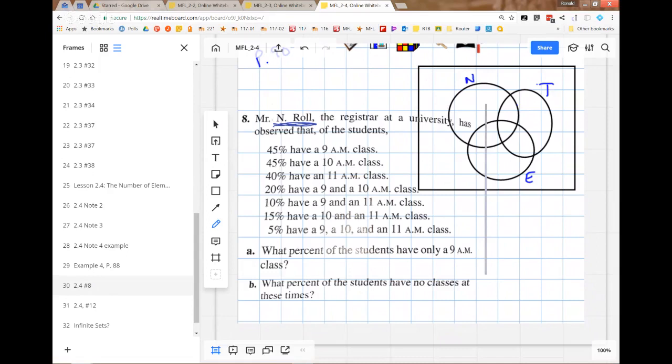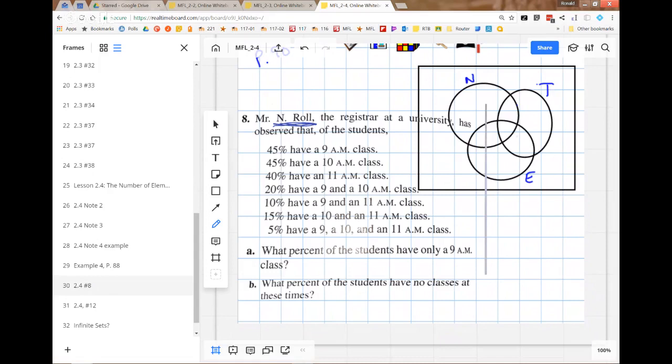Anyway, so now the problem is we have a 9 a.m., a 10 a.m., and 11 a.m. class, and I didn't want to label the circles by the number because the numbers would be confusing because we're using numbers for other things. So I called the 9 a.m. circle N, the 10 a.m. circle T, the 11 E. Does that make sense? Yes. Okay. So here it's a percentage thing. 45% of a 9 a.m., et cetera, et cetera.